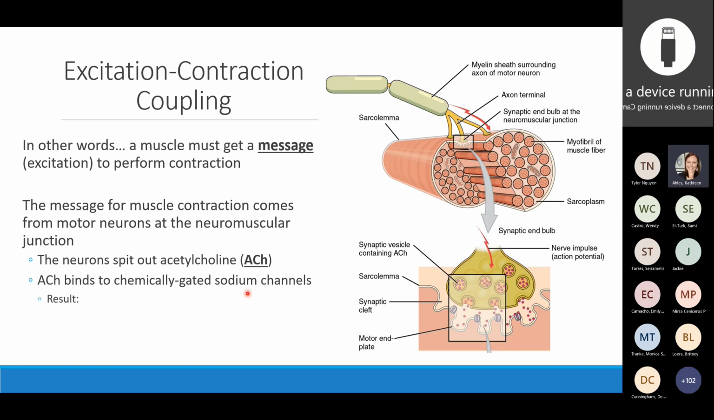So the process of opening up a chemically gated sodium channel is going to result in sodium pouring into my cell. And remember that the way that sodium exists when it's floating around in our body is Na+. It's a cation with a positive charge. So once we open up those channels, in comes the positive charge, leading us to do the process of muscle contraction.